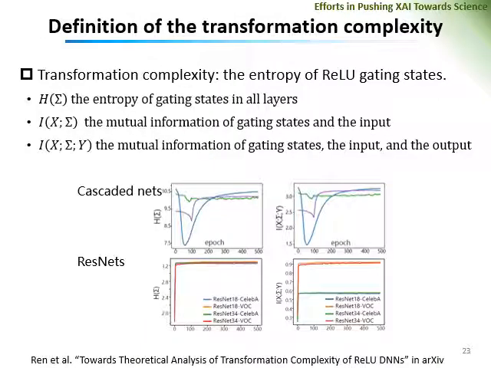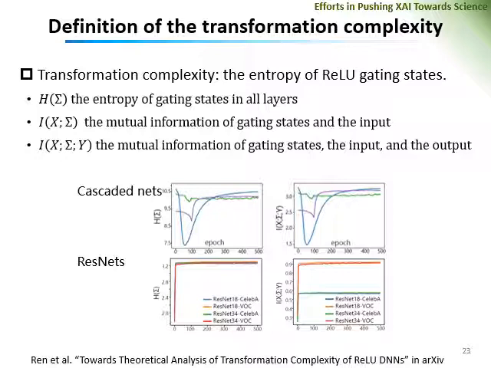The second type of complexity is the transformation complexity. It measures the complexity of the transformations that are used by the neural network for prediction. In this study, we quantify the entropy of the gating states of all ReLU layers in the neural network as the transformation complexity.